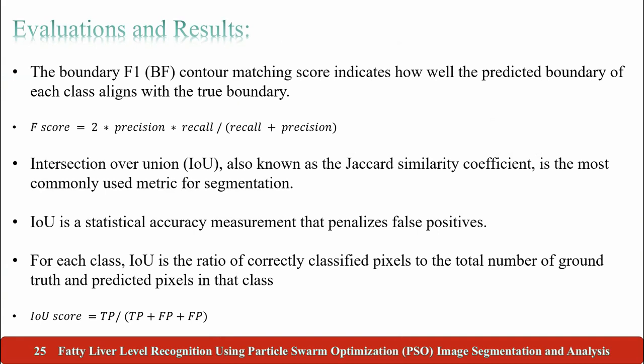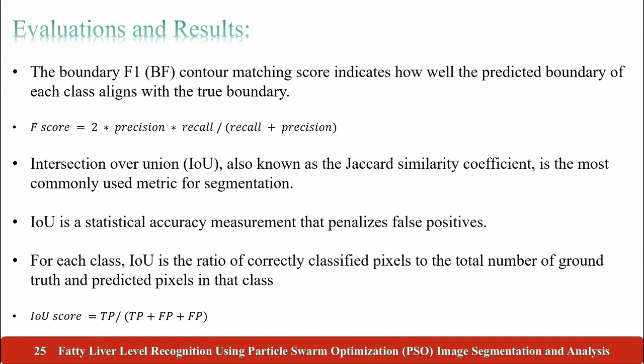So here the boundary F1 contour matching score indicates how well the predicted boundary of each class aligns with the true boundary. F score is 2 multiplied by precision multiplied by recall divided by recall plus precision. Intersection over union, also known as the Jaccard similarity coefficient, is the most commonly used metric for segmentation. IOU is a statistical accuracy measurement that penalizes false positives. For each class, IOU is the ratio of correctly classified pixels to the total number of ground truth and predicted pixels in the class, and it is calculated by TP divided by TP plus FP plus FN.